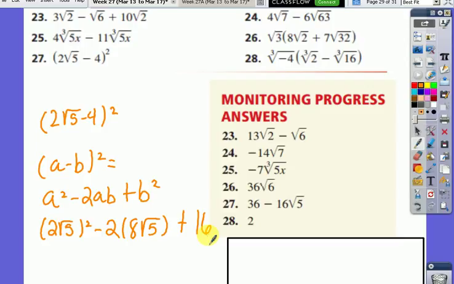All right, this one is tricky. When I square this one, I'm squaring the entire thing. So it's 4 times 5. What did I do? 2 squared is 4. Root 5 squared is 5. Okay? Minus 16 root 5 plus 16.